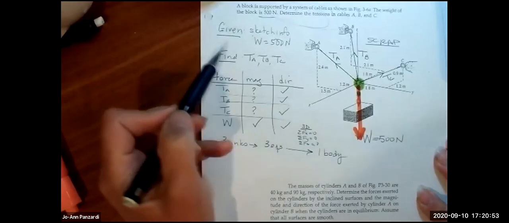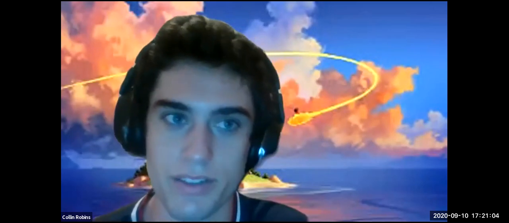Yeah. Okay, so what's the next step? We did the given, we did the find, we did the table. We figured out that we need to do a free body diagram of one body. What's the next step? Draw the free body diagram.